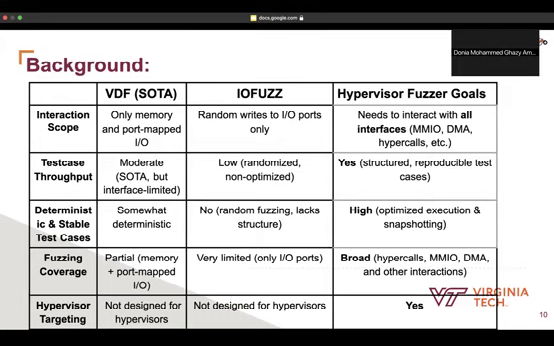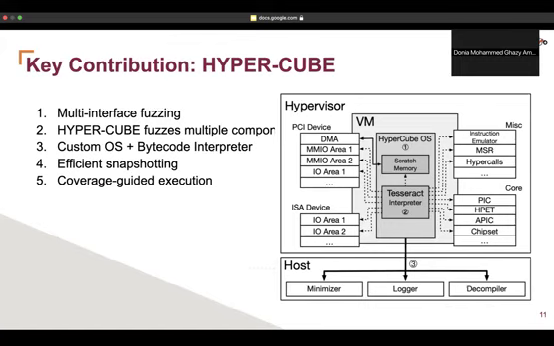We need to be able to interact with all interfaces at once, not in isolation. We need structured test cases, we need to be able to restart the system quickly, and we need to minimize the coverage range as much as possible. Simply, we need something that targets hypervisor behavior. That is why this paper introduces something called Hypercube. It is a novel approach to high dimensional fuzzing.